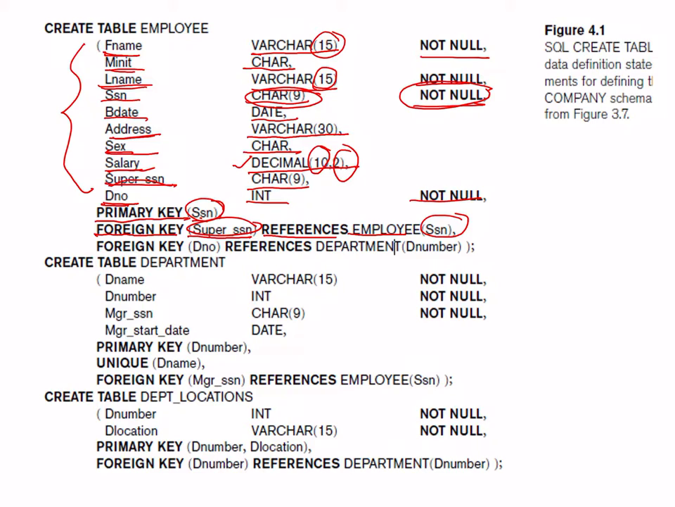So that means the foreign key supervisor SSN also refers to the employee table only. So this is the employee table itself, and it is SSN. So what does it say? A supervisor is related to the SSN of the employee. So it has a connectivity here. This is the meaning.